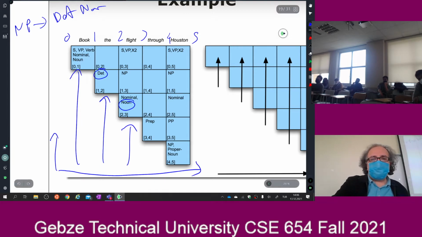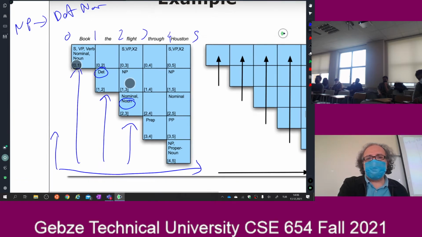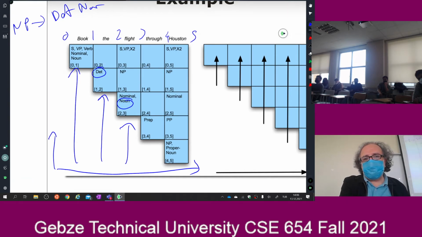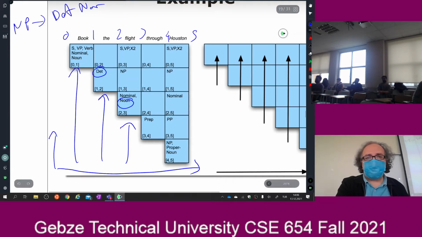Okay, let's get to 0 to 3. So for the 0 to 3, it could be either 0, 1 and 1, 3, right? Or 0, 2 and 2, 3, right? Either this combination or this combination. Okay, can I have anything out of this combination? Yeah, I guess verb phrase, noun phrase makes a sentence, right? So I put sentence in here. Okay, what else?